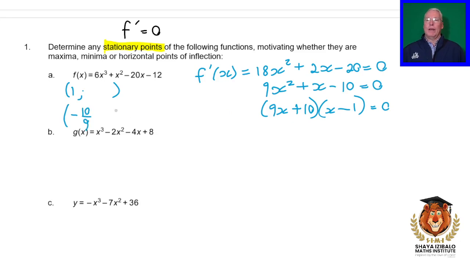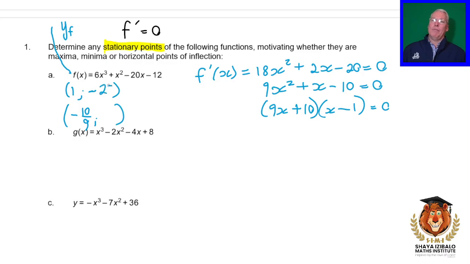Now I'm not going to do this here, but if we wanted the y values of these points, we would put those numbers into the original equation. Remember that f of x is actually the y of f. We can put 1 in, and 1's easy to put in. 6, 7, minus 20 is minus 13, minus 12, minus 25.